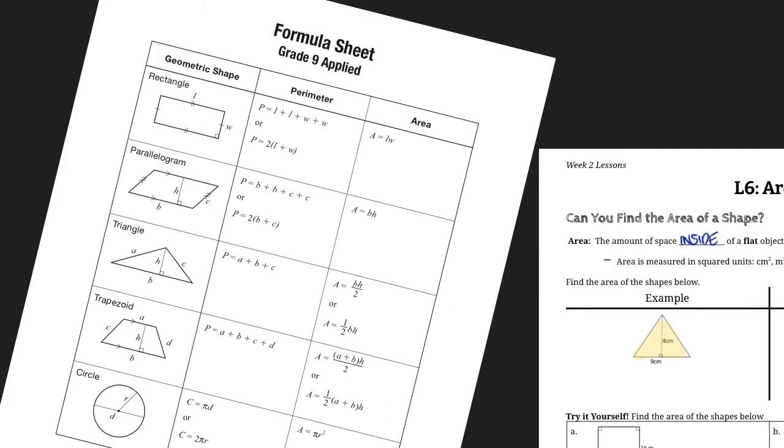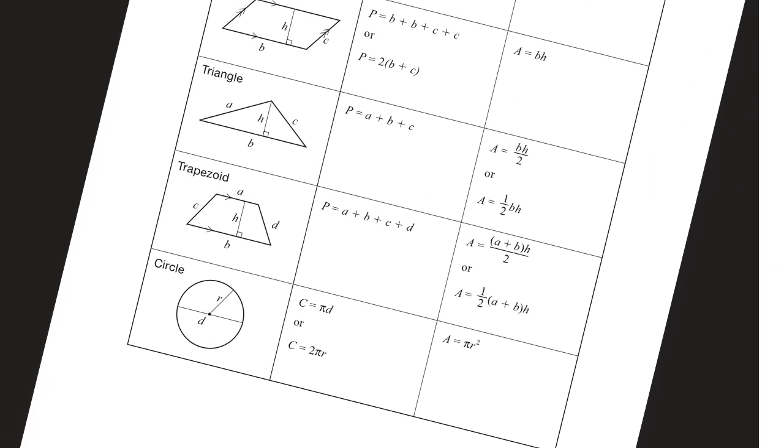Rectangle, parallelogram, triangle, trapezoid, circle. Those are the shapes we're going to be concerned with in this course. One thing that I want you to notice is that for some shapes there's multiple formulas. And it's really up to you which one you use, but I'm going to recommend always use the first one on the sheet. So for example, the triangle has two formulas. Use this one, don't use this one. And for the trapezoid, use this one, don't use this one. Both of them work. I just think that the first ones are easier to use.